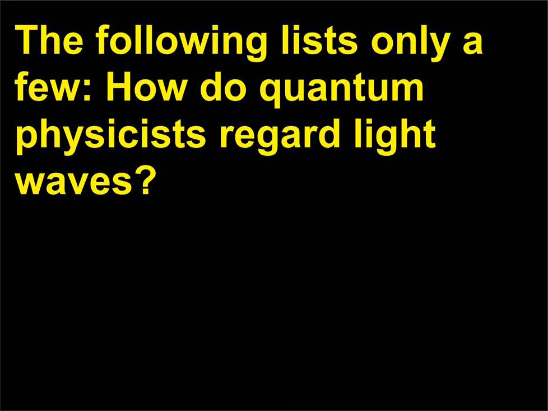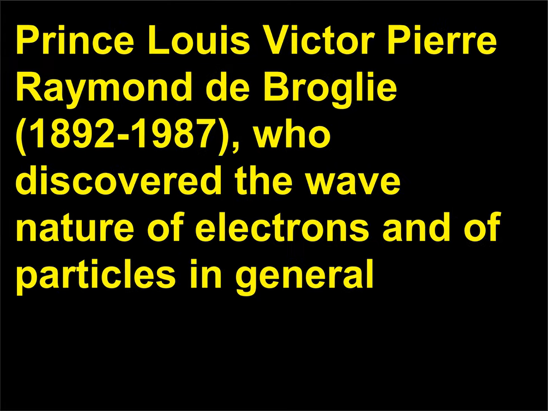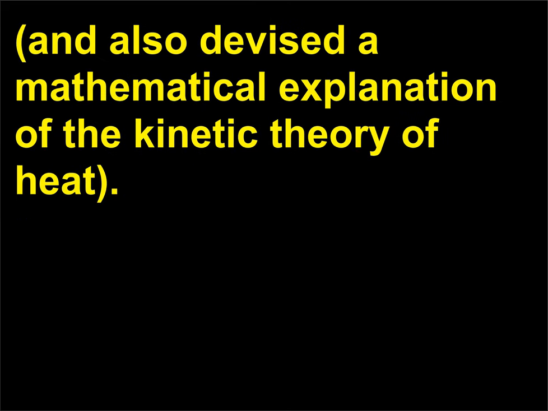How do quantum physicists regard light waves? Added to the mix of the mathematically rich quantum theory was an idea developed by French physicist Prince Louis-Victor Pierre Raymond de Broglie, 1892-1987, who discovered the wave nature of electrons and of particles in general, and also devised a mathematical explanation of the kinetic theory of heat.